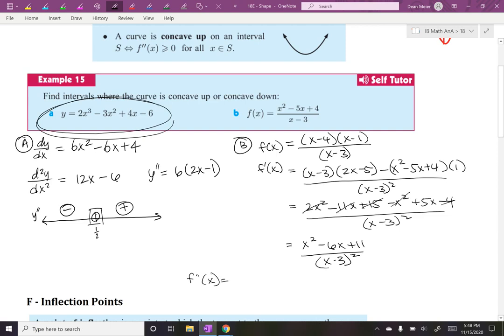The second derivative is going to be low, (x minus 3) squared, times d high, 2x minus 6, minus high, x squared minus 6x plus 11, times d low. Oh my goodness, that is a power rule. (X minus 3), power it down by 1, times the derivative of the inside, which is 1, so chain rule. And we are done there. And then (x minus 3) squared squared, so now to the fourth.